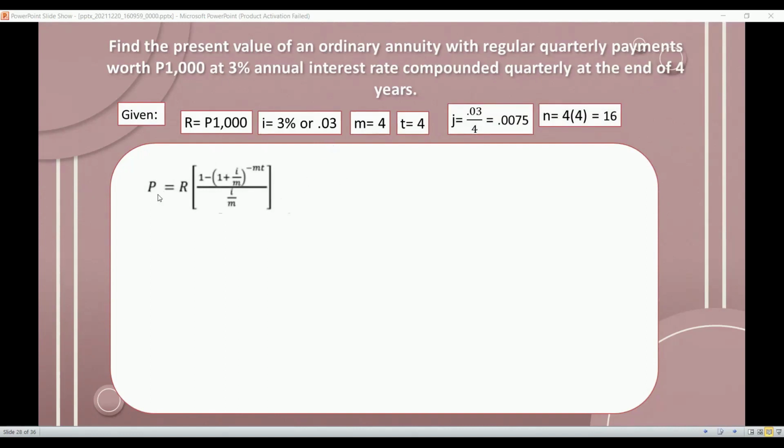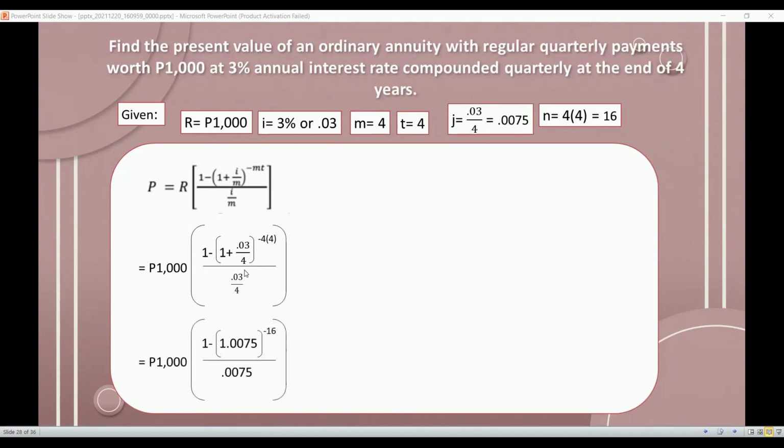Since the present value is missing, P is equals to R times 1 minus quantity 1 plus I over M raised to negative M T, all over I over M. So substitute R, 1,000, outside the parenthesis. The I over M is 0.03 over 4, raised to negative 4 times 4, all over 0.03 over 4. So, we solve what is inside, the 1 plus 0.03 over 4, to get the answer.